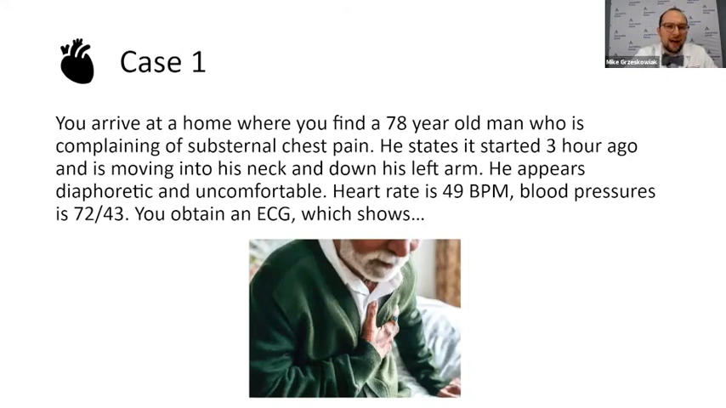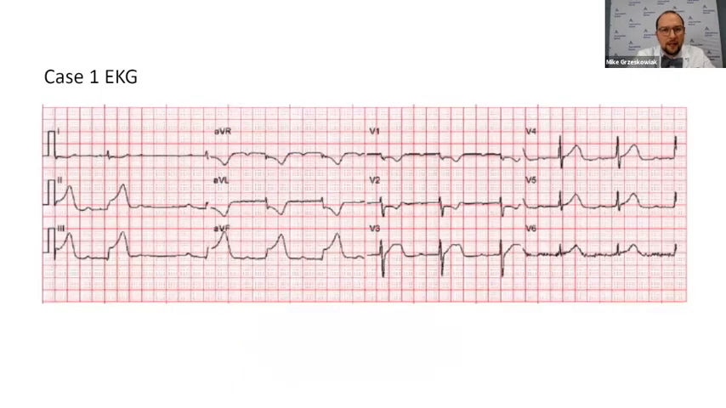So you arrive at a home where you find a 78-year-old man who's complaining of substernal chest pain. He states it started about 3 hours ago and it's moving up his neck and down his left arm. So pretty typical. He's diaphoretic and pretty uncomfortable. His heart rate's low at 46 or 49 beats per minute, and his blood pressure is low at 72 over 43. And then you get the EKG as follows.